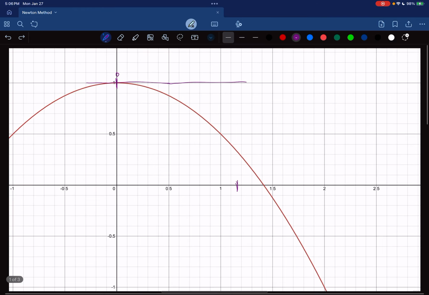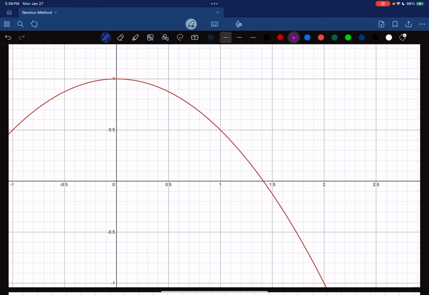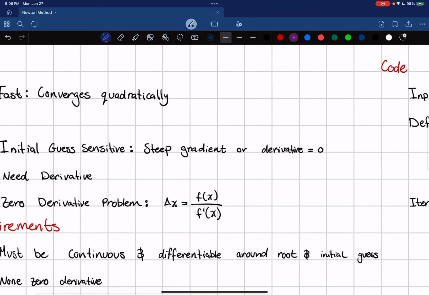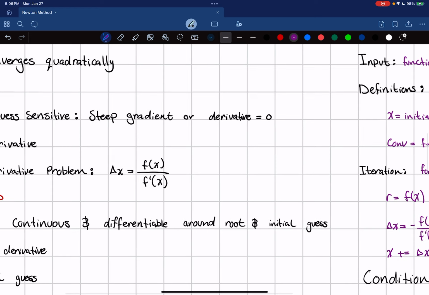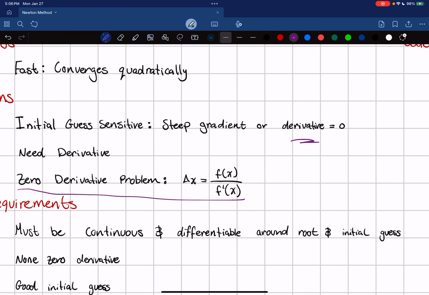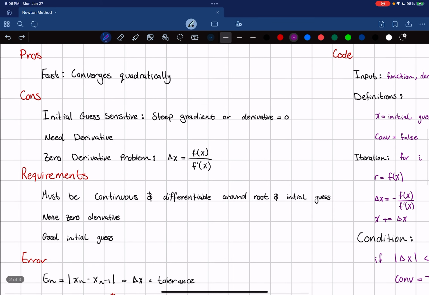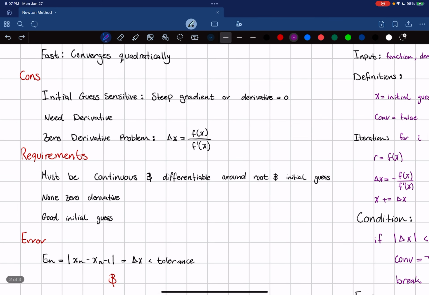All right? And so these are the two issues that you will run into: steepness, and the derivative cannot be 0. Another con is obviously that you need the derivative. For example, bisection doesn't need a derivative. So some functions are hard to differentiate, or their derivative is computationally expensive. So that's one of the problems. Also, the zero derivative problem that I mentioned earlier is one of the problems, because you cannot divide by 0, right?